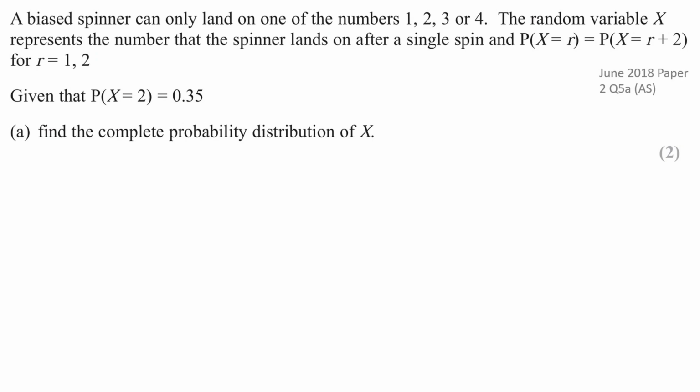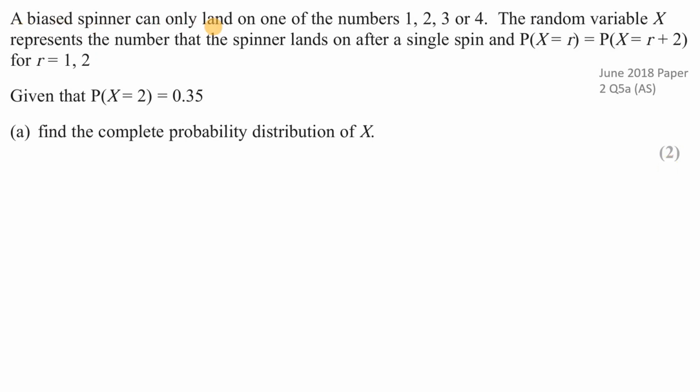Okay, so for this question, we're told a biased spinner can only land on one of the numbers 1, 2, 3, or 4, and the random variable X represents the number that the spinner lands on after a single spin, and the probability that X is equal to r is equal to the probability that X is equal to r plus 2 for r is equal to 1 or 2. And given that the probability of X is equal to 2 is equal to 0.35, we need to find the complete probability distribution of X for 2 marks. Now, there is a lot of information that's given to us in this question, so let's just take a step back and reread it, okay?